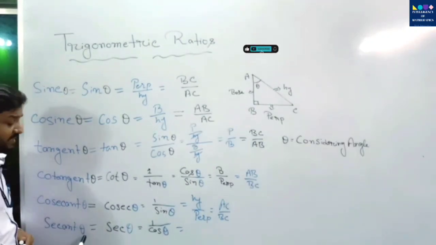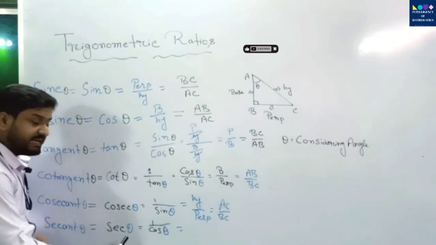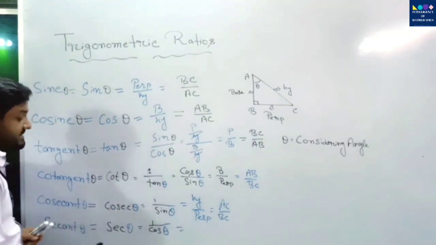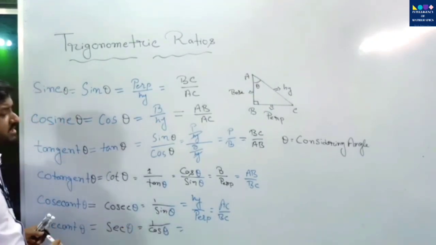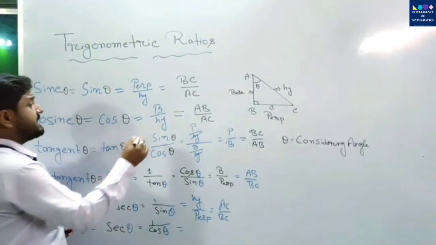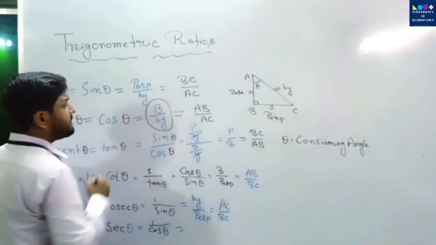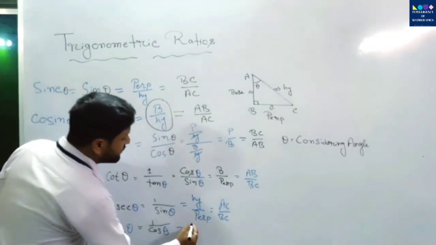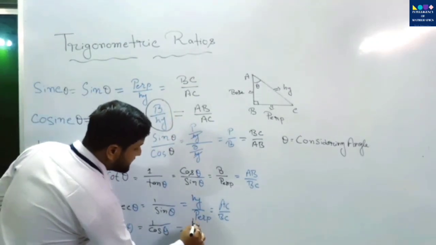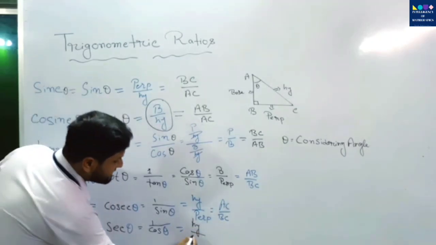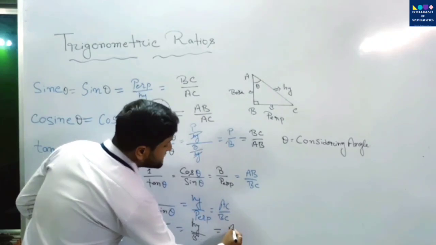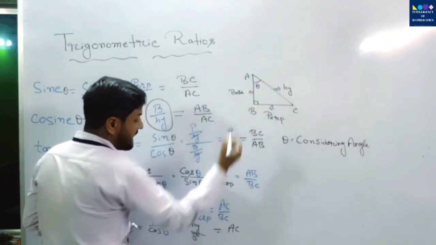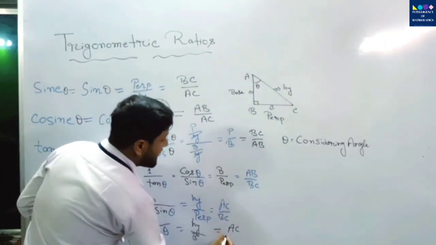Now the last one is secant, whose short form is sec. Sec theta is the reciprocal of cos theta, so you can write 1 by cos. We already got cos as base by hypotenuse, so its reciprocal will be hypotenuse by base. Applying it to the triangle, hypotenuse is AC and base is AB.